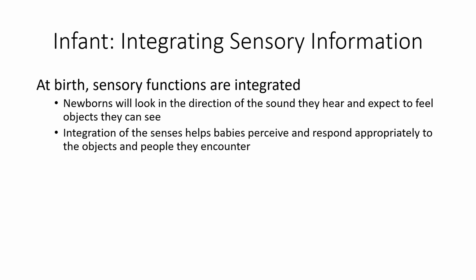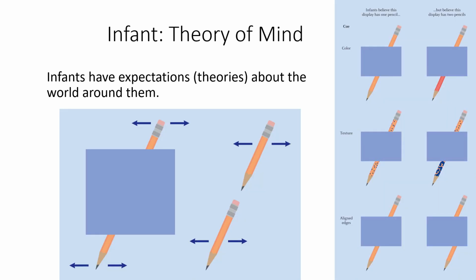Let's look some at thought. So infants have expectations or theories about the world around them. It used to be believed, because of things like Piaget's early work, that infants had a lower theory of mind. They had lower expectations about the world around them. Object permanence was thought to be much later than it was, things like that. But it's now believed that infants do have these expectations.